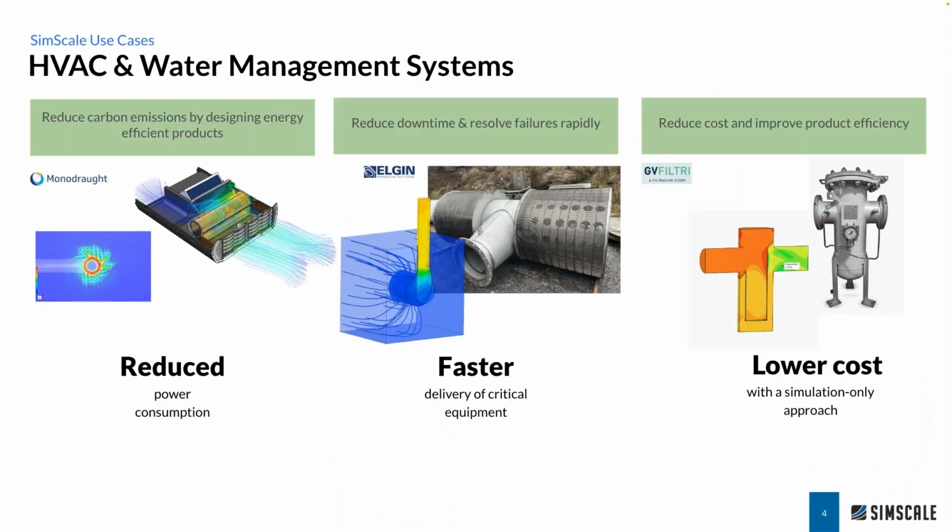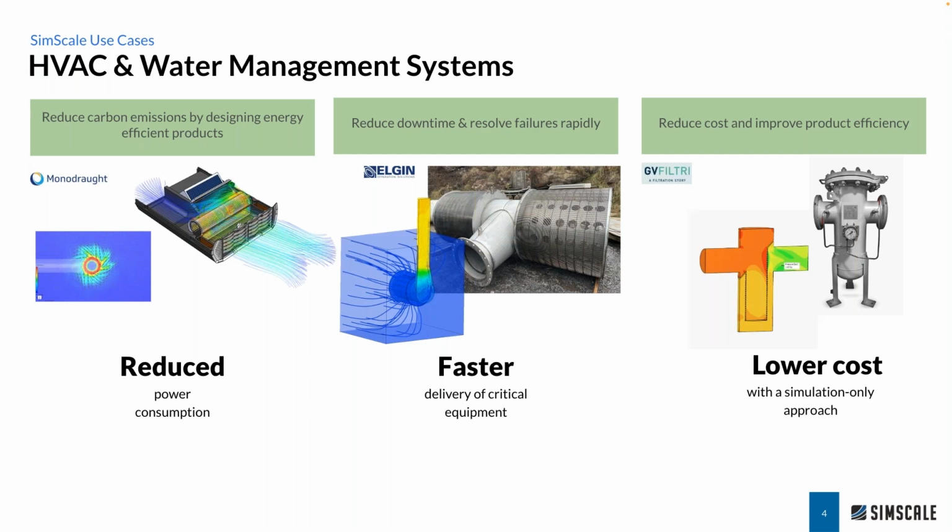I would like to start with a few examples from our customers and how they use SimScale for their own product development and design iterations. So on the left, you can see an air filter from Monodrot. It's a part of an air handling unit, and they use SimScale to reduce the power by simply making design changes, running simulations in parallel, and getting detailed insights about their product, and driving the design changes effectively as well.